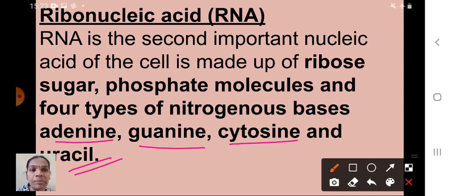Okay, once again I'll repeat. This RNA is the second important nucleic acid of the cell, and it is made up of ribose sugar and phosphate molecules, as in DNA. Here also there are 4 types of nitrogenous bases: adenine, guanine, cytosine and uracil. Instead of thymine, which nitrogen base is there? Uracil is there.